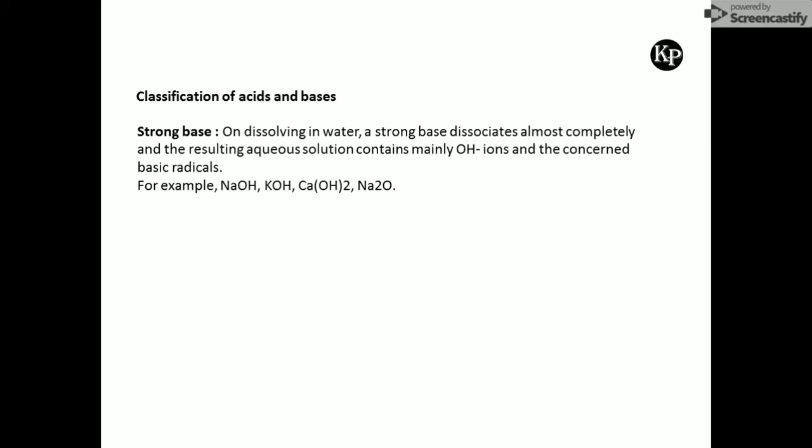Same in the case of strong base. Here in the strong acid, H plus ions are given more. Here in the case of base, OH ions are given more. Means on dissolving in the water, the strong base dissociates almost completely, and the resulting aqueous solution contains mainly OH minus ions. Means it gives maximum OH minus ions. The examples of strong base are NaOH, KOH, Ca(OH)2, and Na2O.